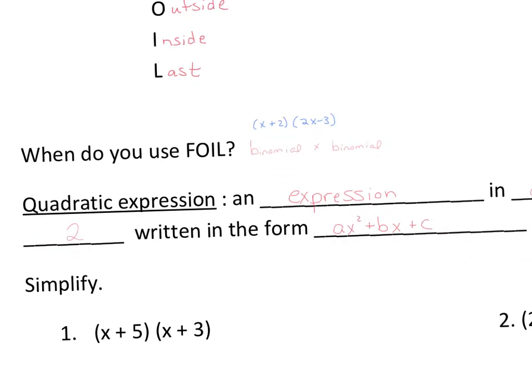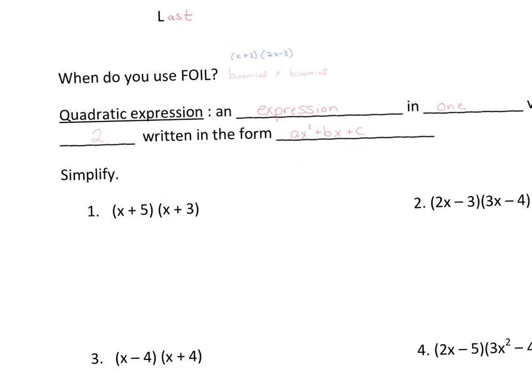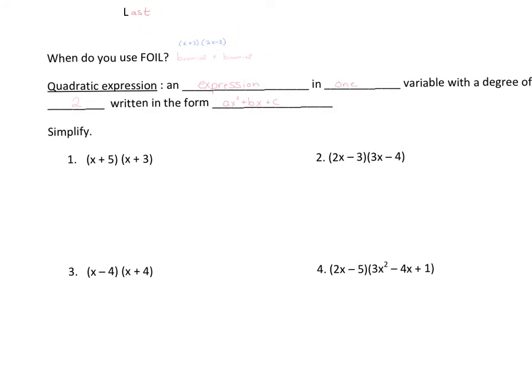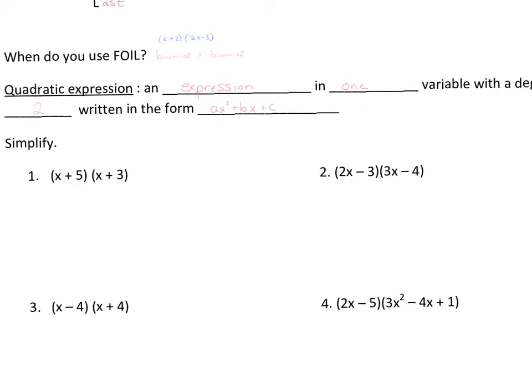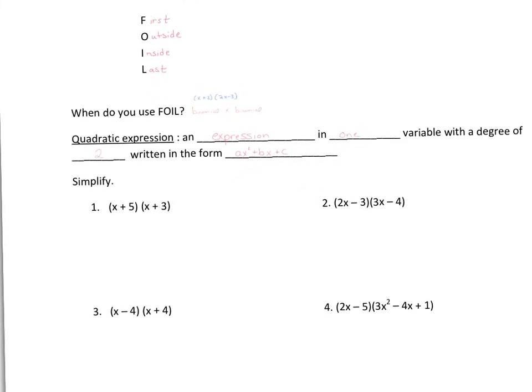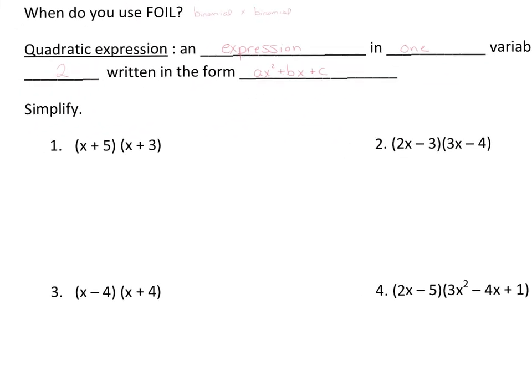All right, vocabulary. Quadratic expression. An expression in one variable with a degree of 2 that is written in the form ax squared plus bx plus c. Again, we're going to talk more about this in just a second, but it's an expression in one variable with a degree of 2 written in the form ax squared plus bx plus c.